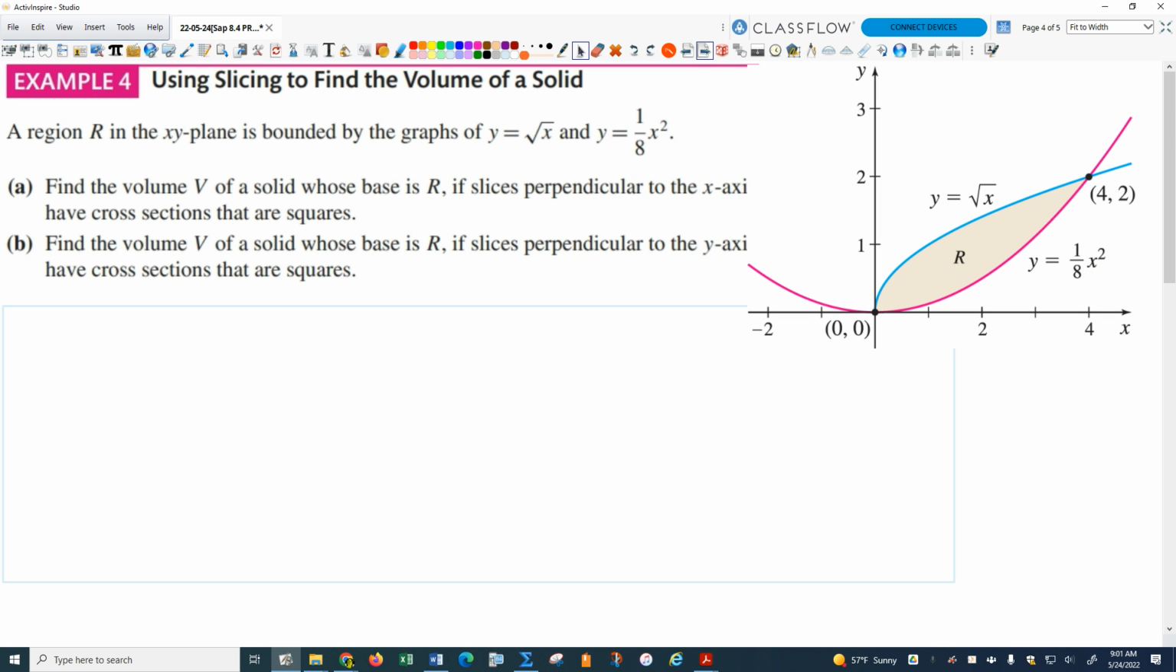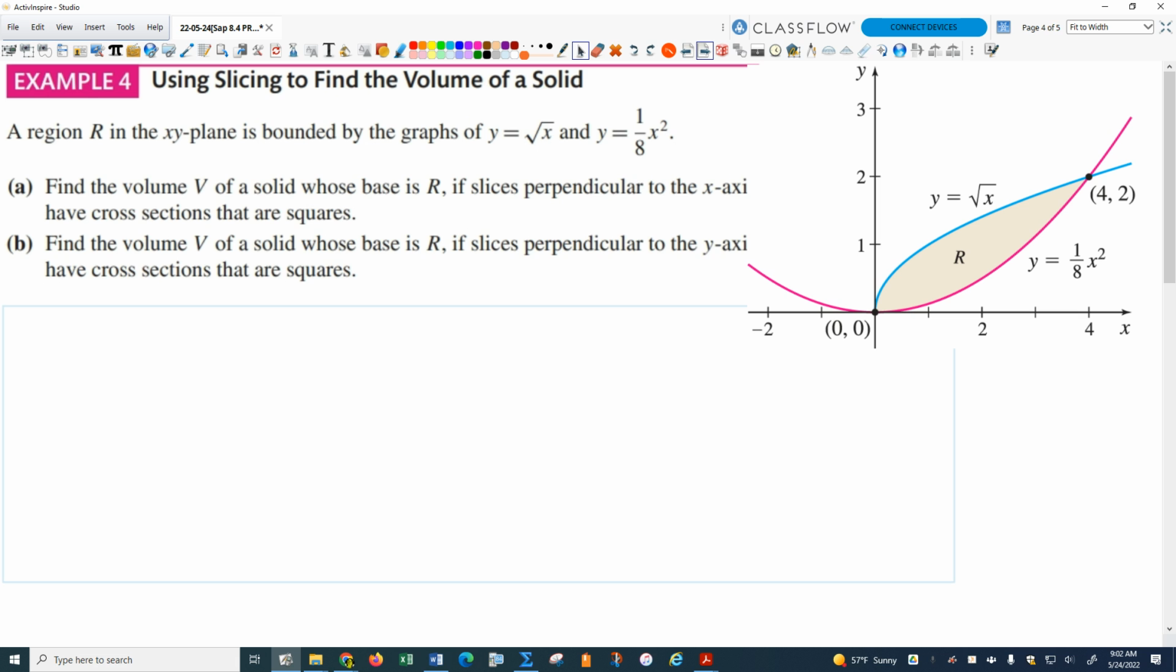Okay, how about something like this? So a region R in the xy plane is bounded by the graphs of y equals the square root of x and y equals 1/8 x squared. So there's a picture, right? We're looking for the bounded region. There's the region enclosed. Find the volume V of a solid whose base is R if slices perpendicular to the x-axis have cross-sections that are squares.